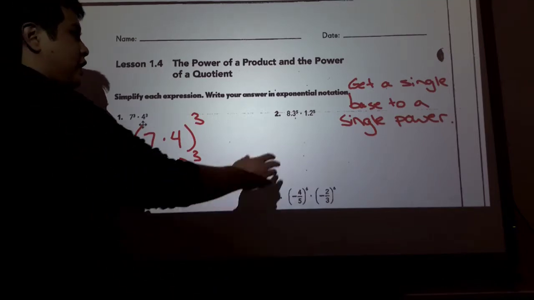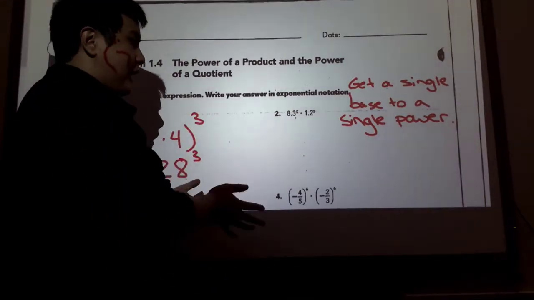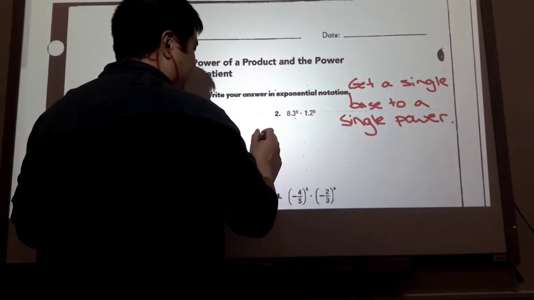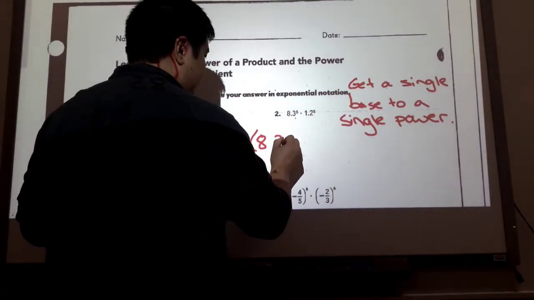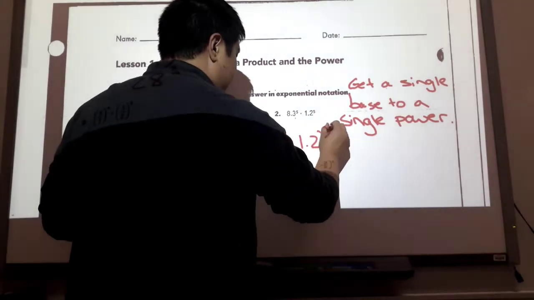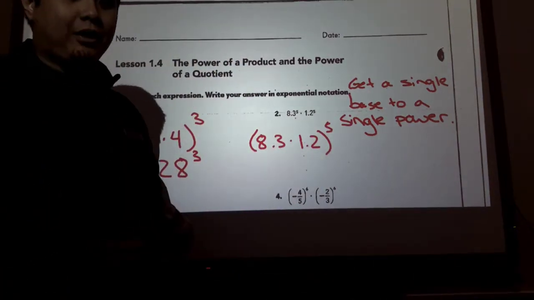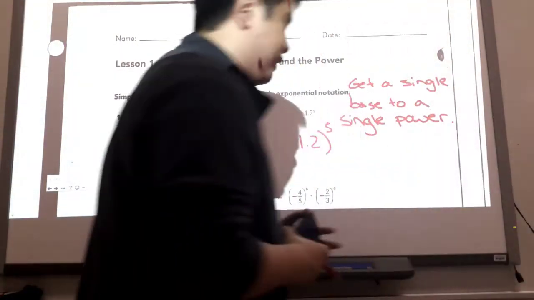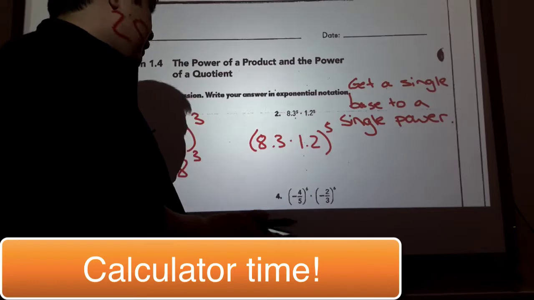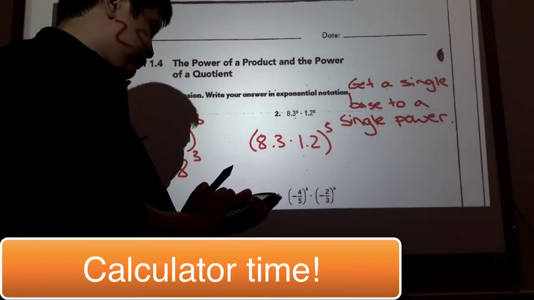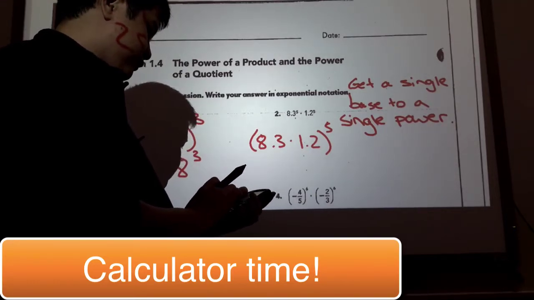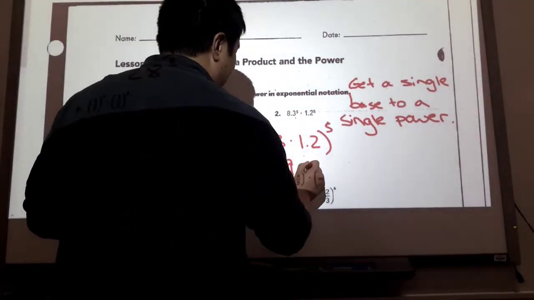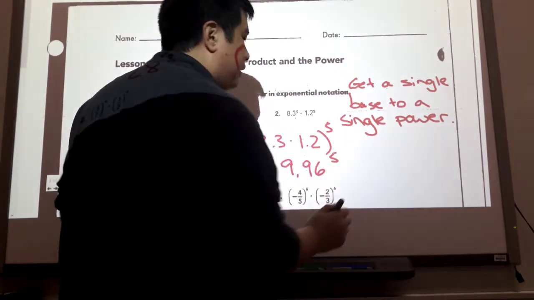Notice again right here, these two have the same exponent. So we can rewrite this one as multiplying the bases, 8.3 times 1.2, to the 5th power. 8.3 times 1.2, if you do that inside your calculator, gets you 9.96. So 9.96 to the 5th power.